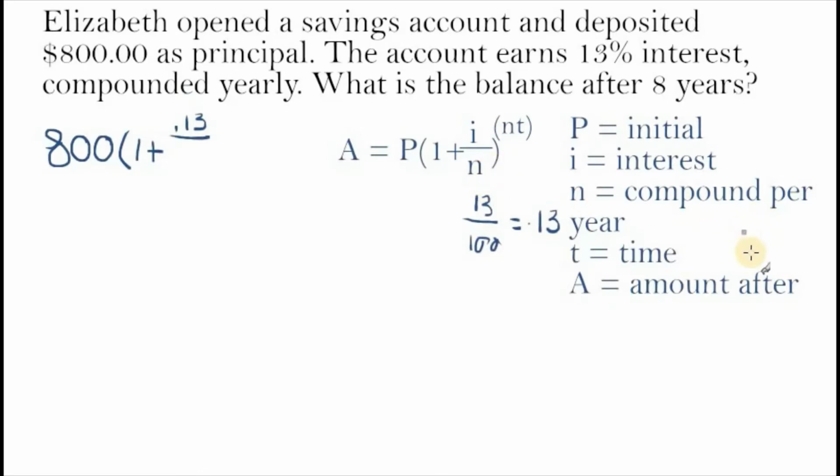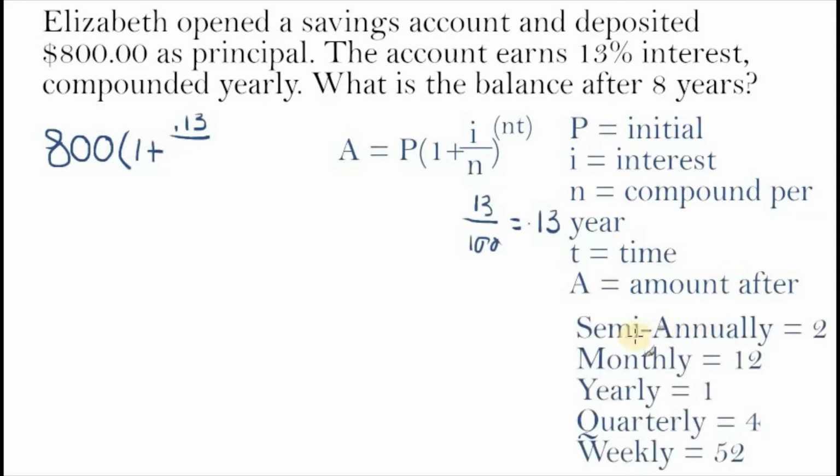N is the number of times compounded per year, and that is either semi-annually, monthly, yearly, quarterly, or weekly. This one is yearly, so we'll put 1. And you close parentheses, raised to the power N again, which is compounded per year, which is 1, times T, which is represented by time. What is the balance after 8 years? That'll be our time. So write down 8, close parentheses.